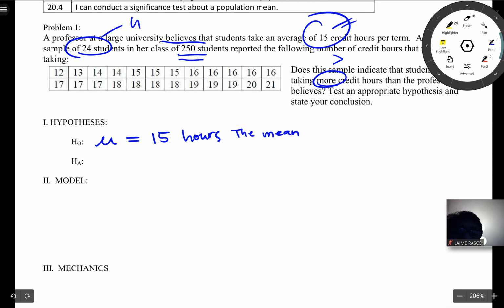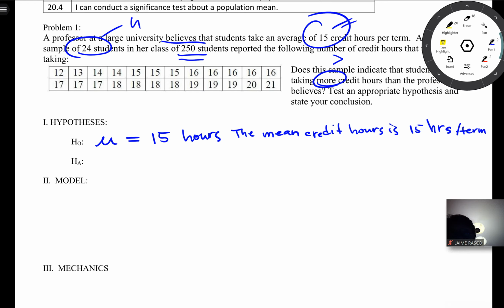mean. Okay, I got very bad allergies today. Sorry. The mean credit hours is 15 hours per term. Okay, 15 hours per term. Let me just insert that here, per term.